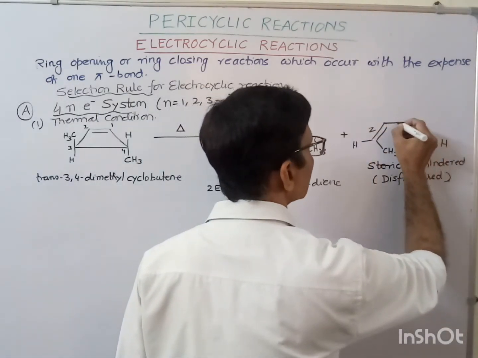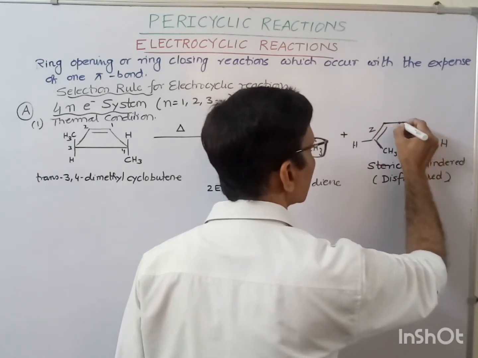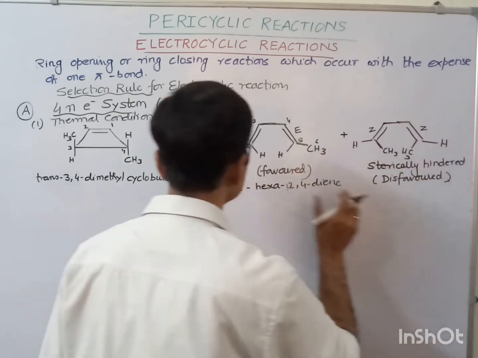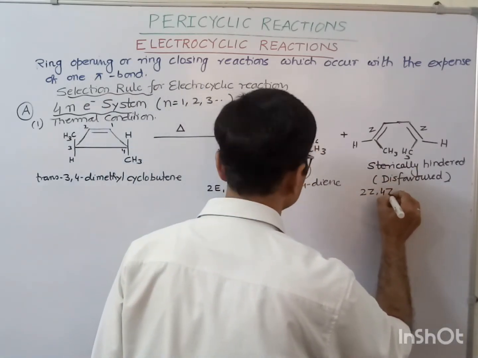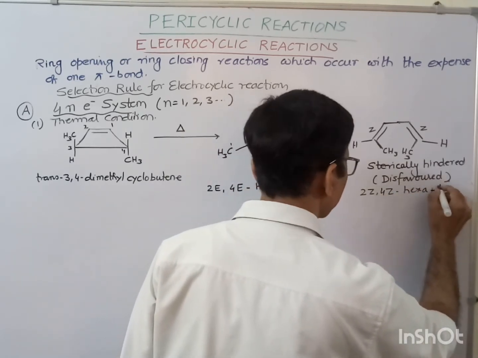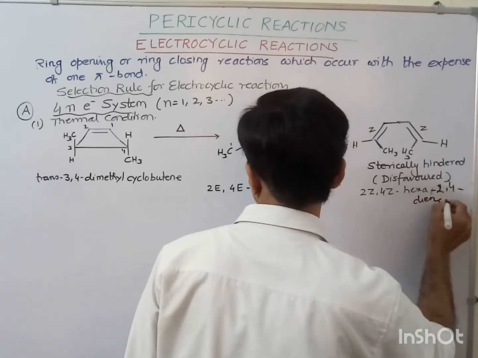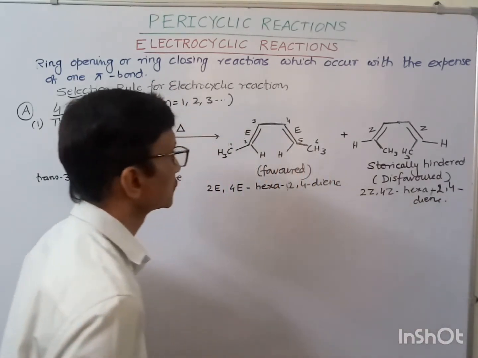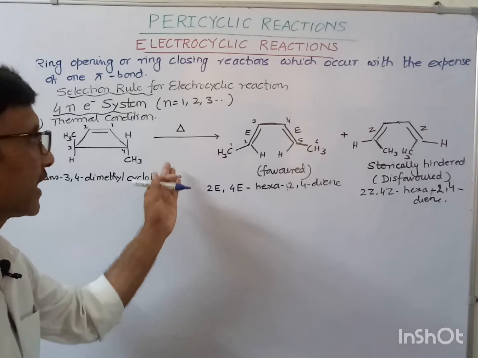This is also Z, because the two highest priority groups are on the same side along this double bond, and along this double bond also the two highest priority groups are on the same side. So this would be 2Z, 4Z-hexa-2,4-diene. Okay. Like this.